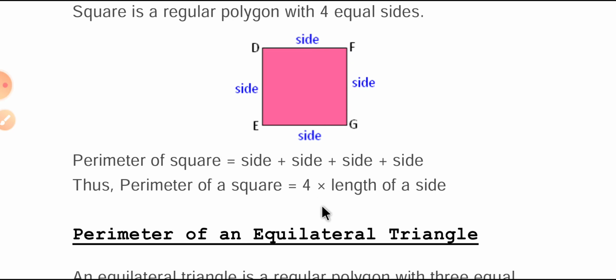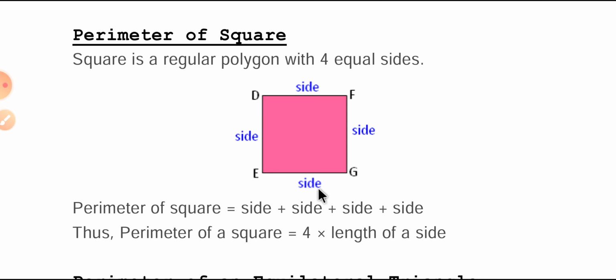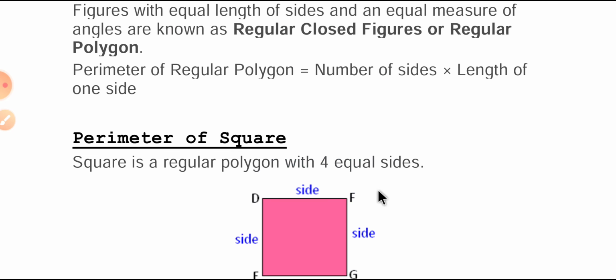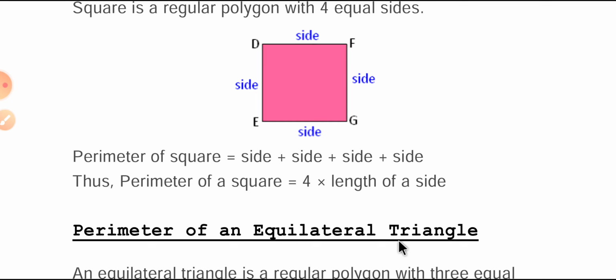Or in short form you can write it as 4 into length of a side. So general formula, how we have to write? Number of sides. Number of sides means how many sides are there in a square? 4. 4 multiply length of one side. So 4 multiply length of a side.